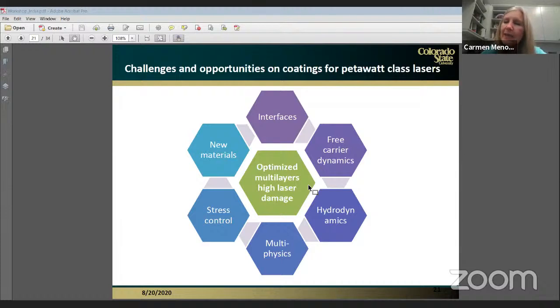So there are lots of opportunities now that we have to actually investigate how we can tailor the materials to increase laser damage performance. And so we are looking at new materials. We are looking at the role of interfaces. We are looking to provide a stress control. And then in addition, our colleagues are performing modeling calculations that support our work.